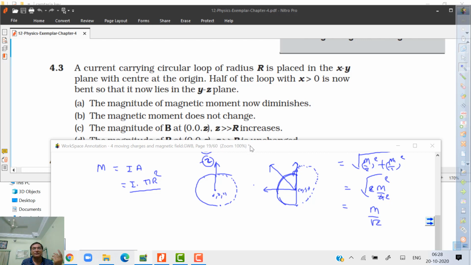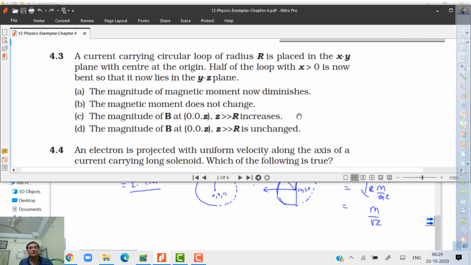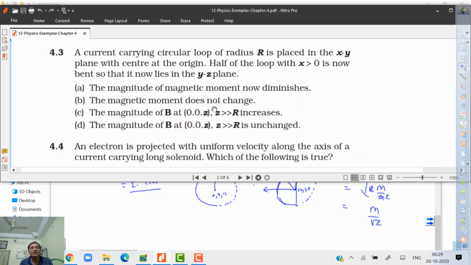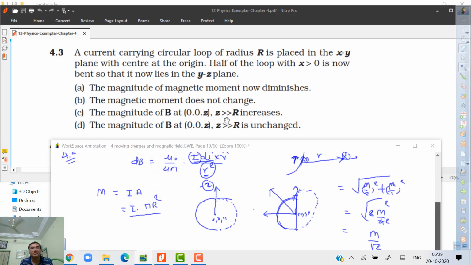Next one also: the magnetic moment does not change. It is changing, so B is not going to be that. The magnitude of B at 0, 0, Z. At this position, as we go upward, does it increase? No, it does not increase. And at 0, 0, Z very large, it is unchanged. So the first option is the correct one. So A is the correct one.